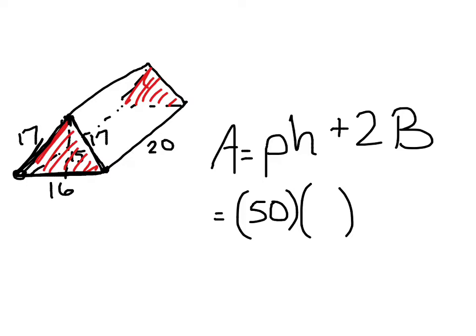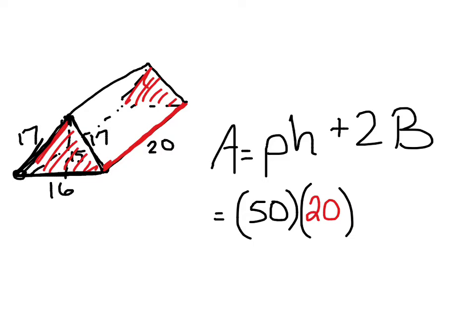Then the h for this problem is the height of the object, or how long it is. How long it is, this line right here. That's the depth of it, or how long it was. So that 20 is my height, not the 15. The 15 is the height of the actual triangle. It's not the height of the prism. Okay?